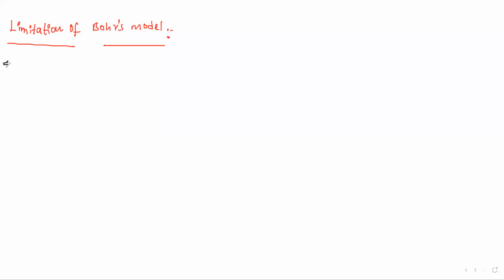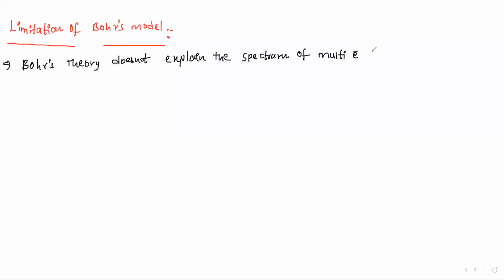In limitations, the first one: Bohr's theory does not explain the spectrum of multi-electron atoms.